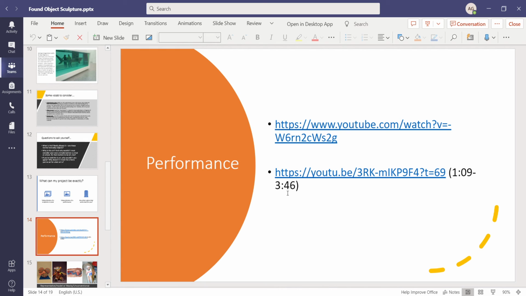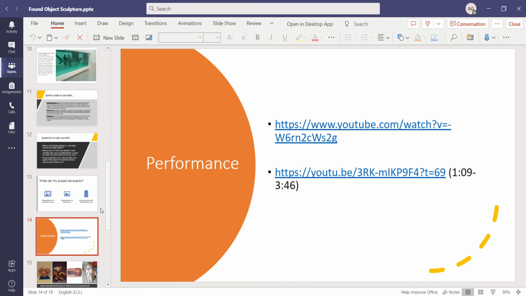Another student is making different masks to represent different emotions they feel a lot of the time, and doing little experimental, not dance, but like movements for each mask, and submitting videos. So those are some fun examples. If you think of something else, let me know.